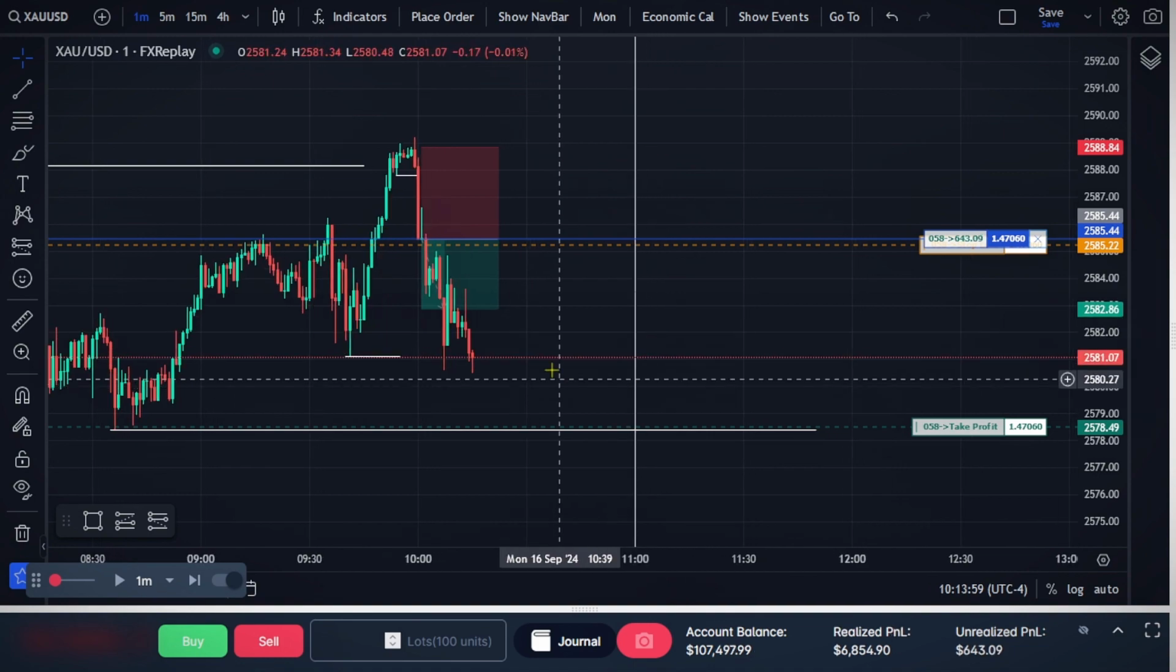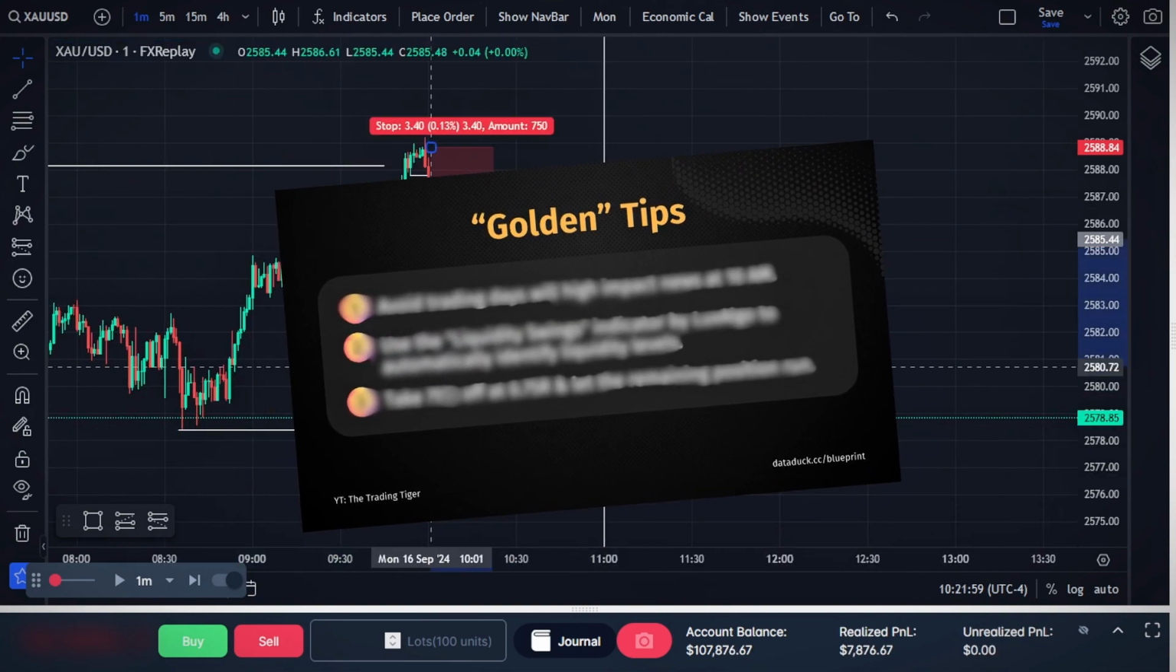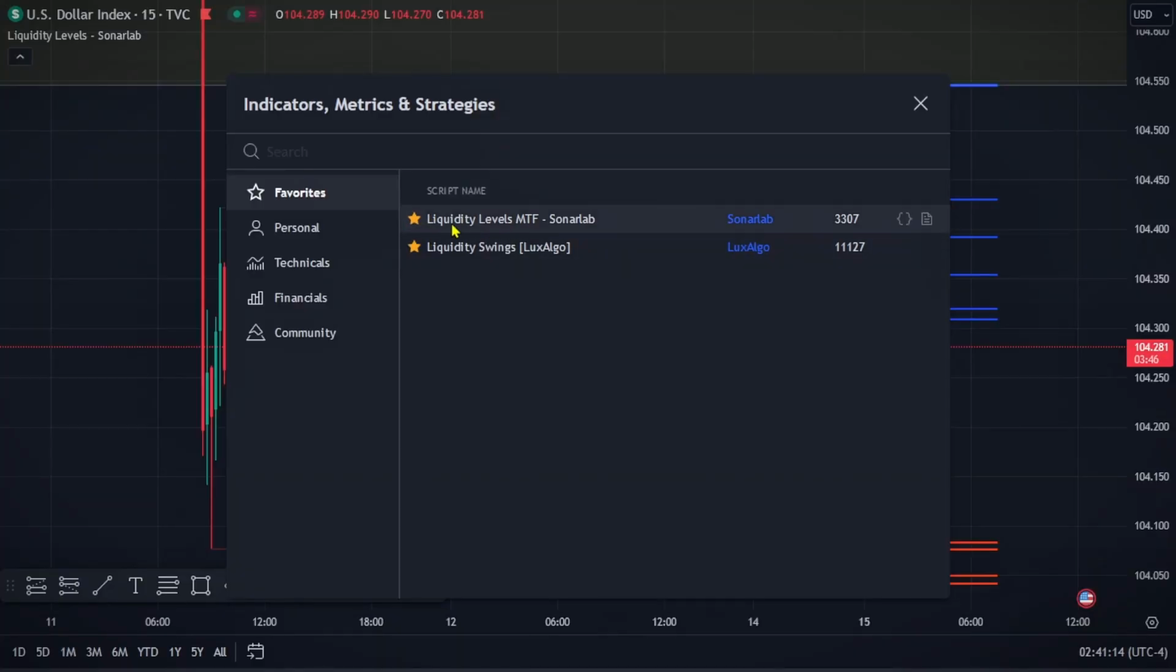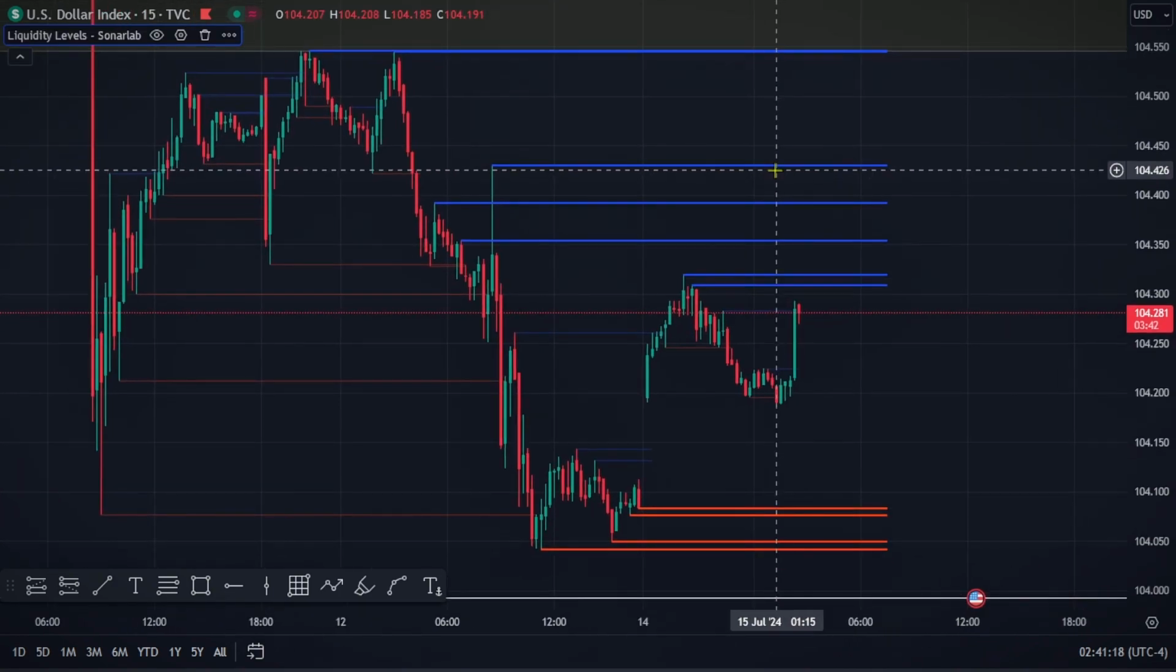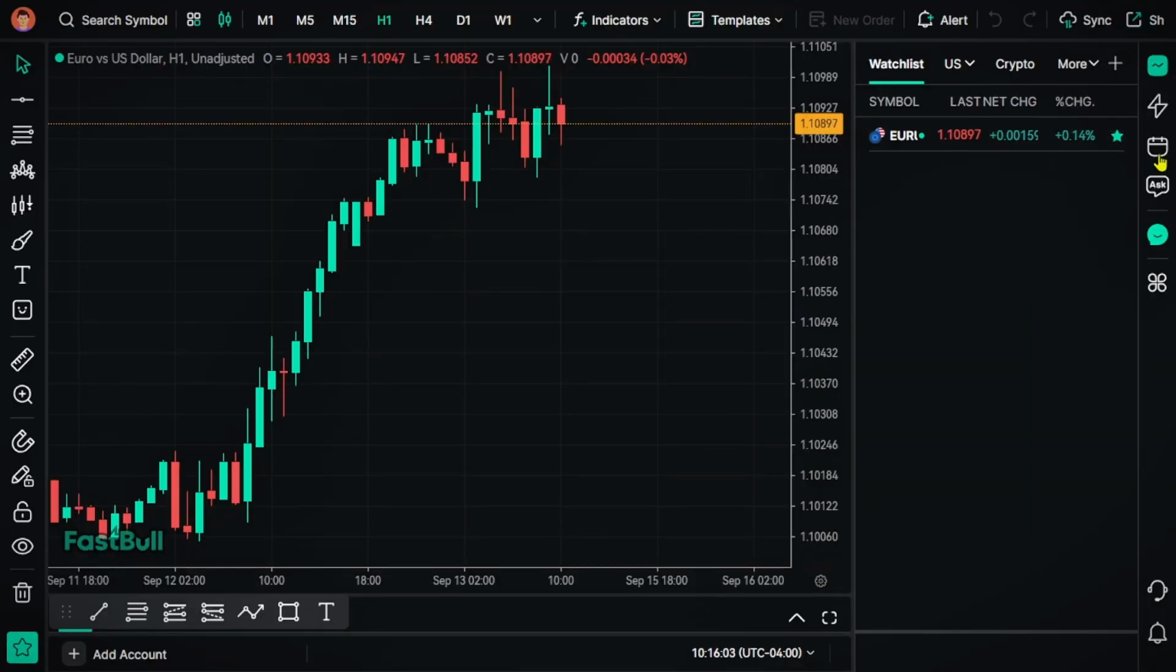To help you make this strategy even better, here are a few exclusive bonus tips for sticking around this far. You can use an indicator called Liquidity Swings by LuxAlgo to automatically mark the liquidity levels for you. If you're new to this strategy, I suggest avoiding trading on days with high-impact news at 10 a.m. Once you gain more experience, you can begin considering news in your analysis.